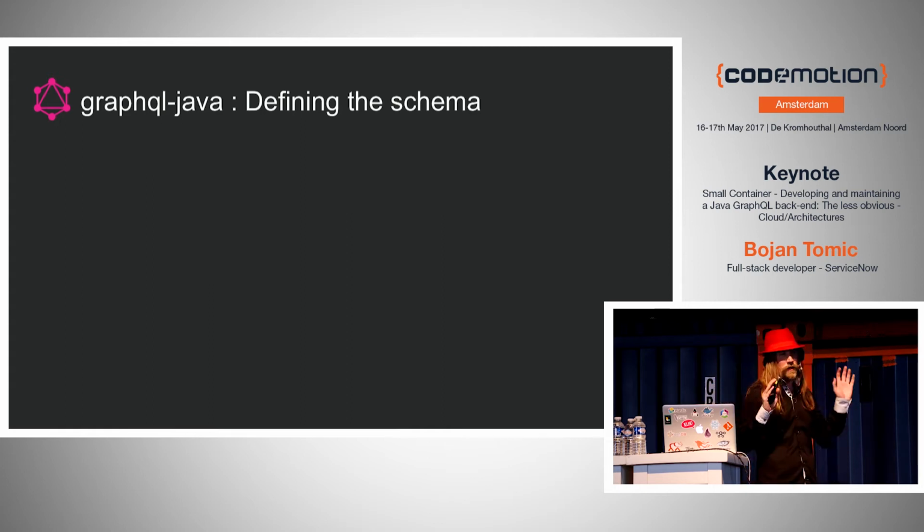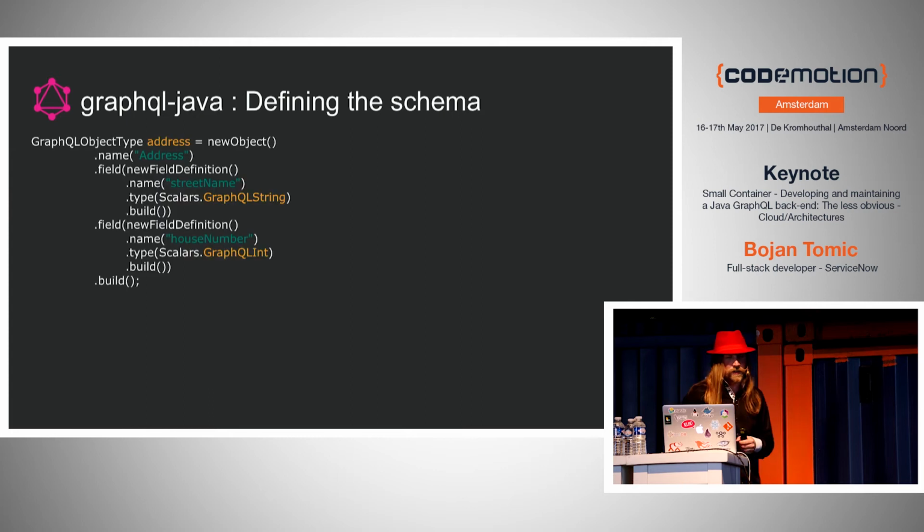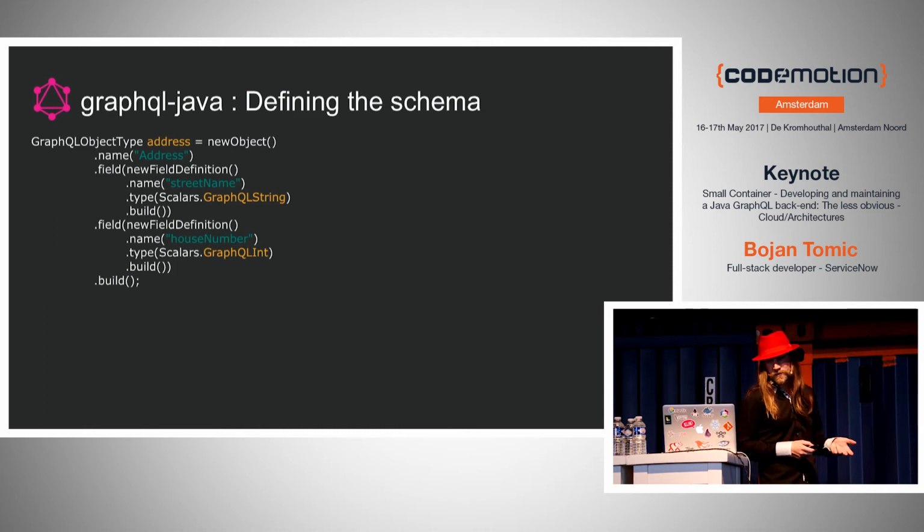So this is all like GraphQL 101. You maybe already seen it. But let's see how we do this in a normal Java application. So here we define a type. Type address, it's a simple object type. It has a street name, which is a string, and it has a house number, which is an integer here, just for demonstration purpose.